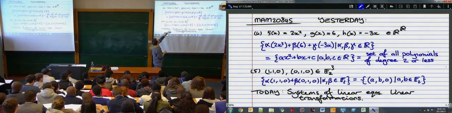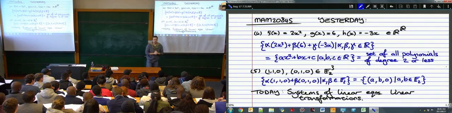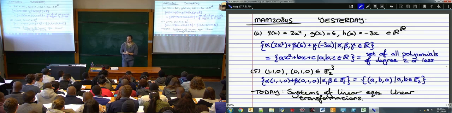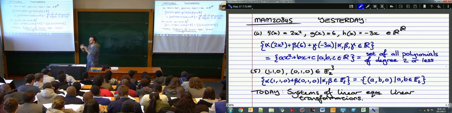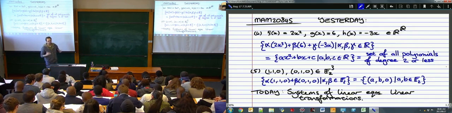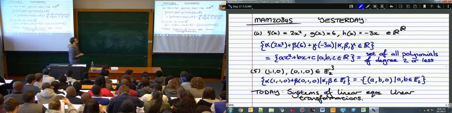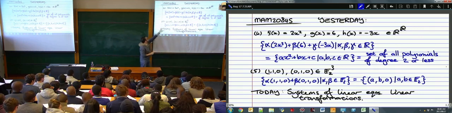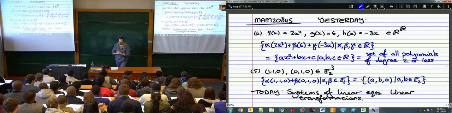Beta, call that A, and minus 3 gamma, call that B. You can see that the set of linear combinations is just this ax squared plus bx plus c, and that's something that we've got a really good understanding of, right? Those are just polynomials of degree 2 or less.